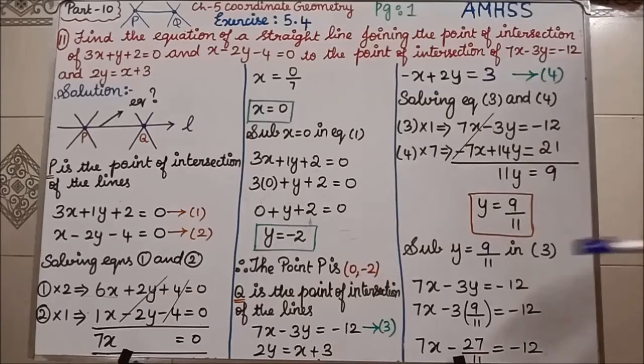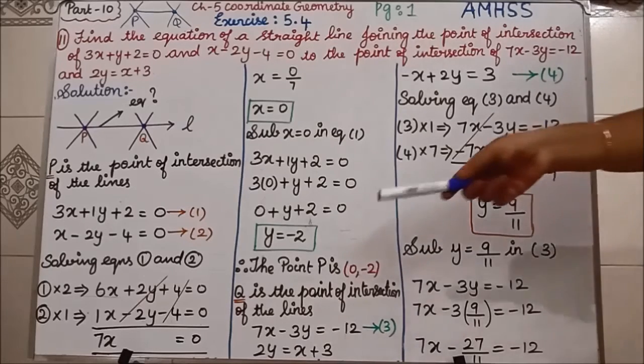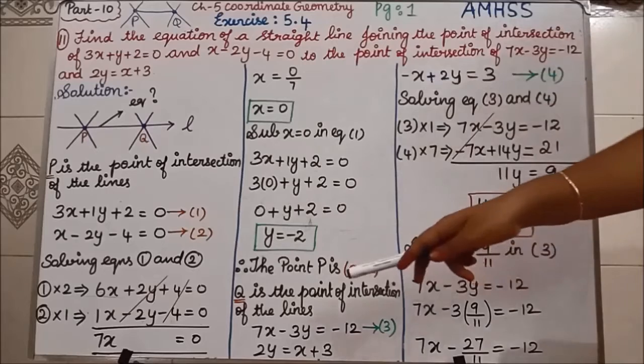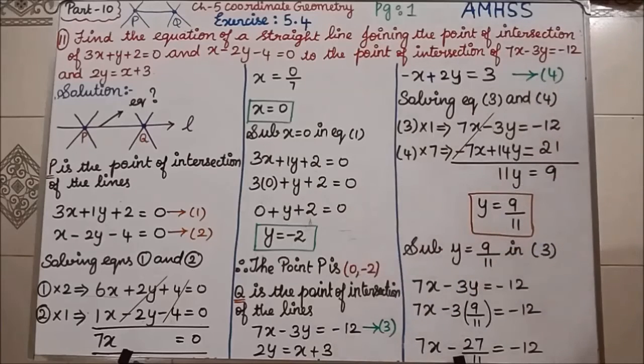Now we are solving equations 3 and 4. See, in equation 3, we are having 7x minus 3y equal to minus 12. You see, in equation 4, we are having minus x here. In equation 3, we are having 7x. So, I am going to take that 7 and multiply it with equation 4. Here, before x what are we having? 1. I am taking that 1 and multiplying it with equation 3. That is the easiest way.